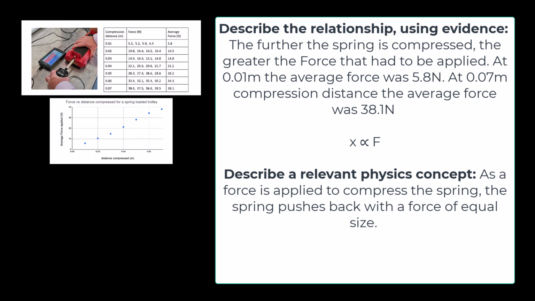And we need to describe a relevant physics concept. Here, as a force is applied to compress the spring, the spring pushes back with a force of equal size. Now, we could take that quite a lot further, and we will in the explanation. That idea of equal and opposite forces is Newton's third law. We might also look at the fact that, since the system is stationary, the forces acting must be balanced for the object to be at a constant velocity of 0.